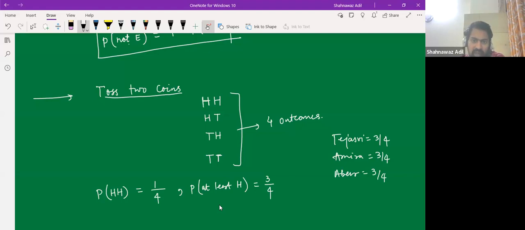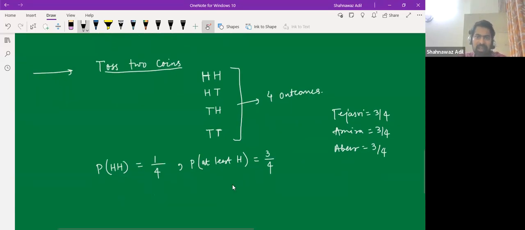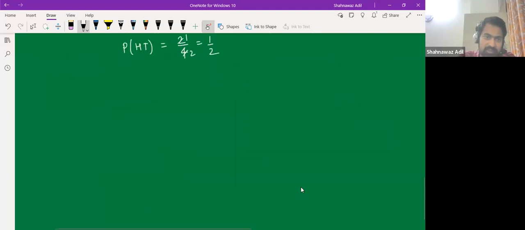And if I ask you the probability that I get head and tail both, how much is that? 2 by 4, so this is 1 by 2. Okay, good. So now you have tossed 2 coins. Now let us toss 3 coins.